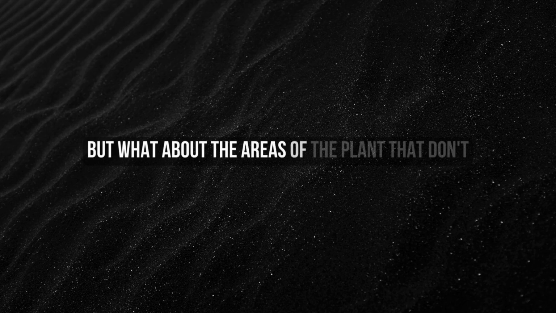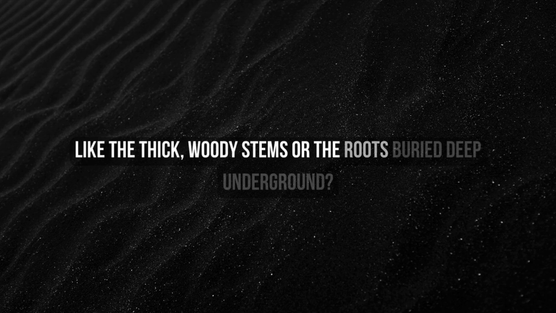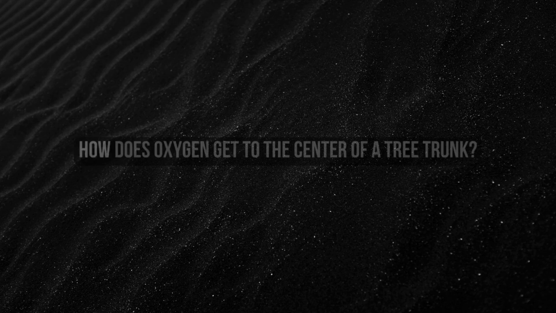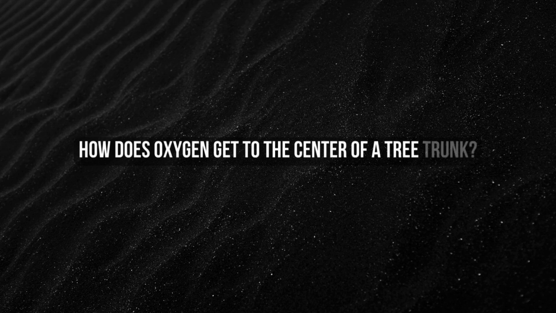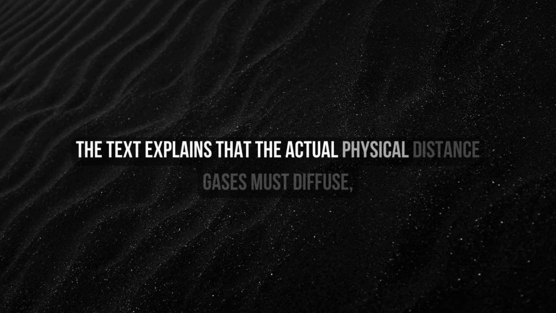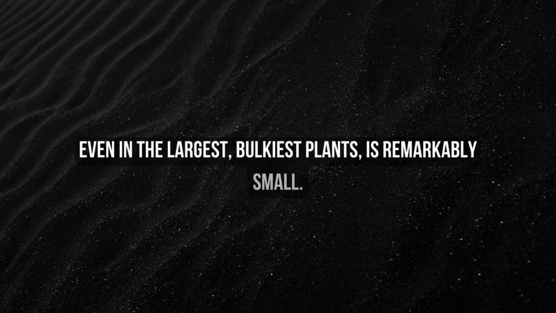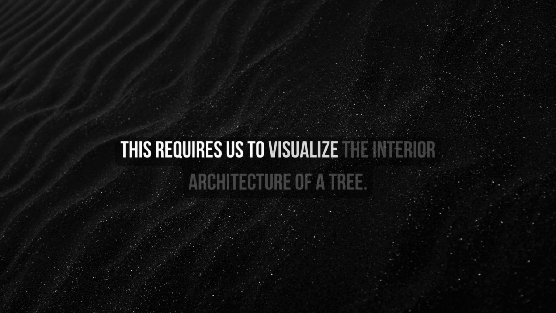But what about the areas of the plant that don't see the sun? Like the thick, woody stems or the roots buried deep underground. That's the part that used to trip me up. How does oxygen get to the center of a tree trunk? Right, the solid wood problem. The text explains that the actual physical distance gases must diffuse, even in the largest, bulkiest plants, is remarkably small. This requires us to visualize the interior architecture of a tree.